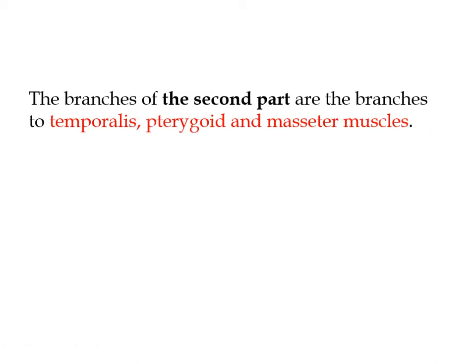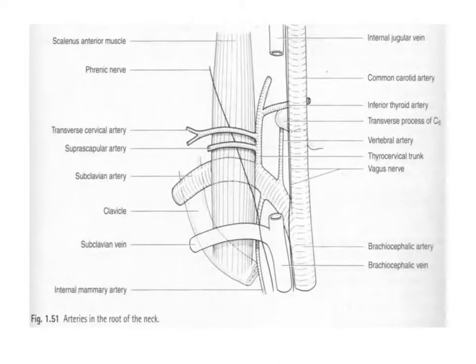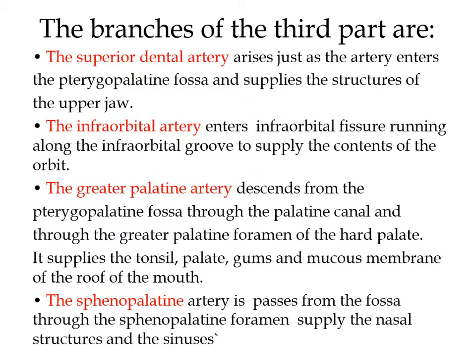These are all the branches of the first part, while the second part gives branches to the temporalis, pterygoid and masseter muscles. Branches of the third part are the superior dental artery, infraorbital artery, greater palatine artery, and sphenopalatine artery.